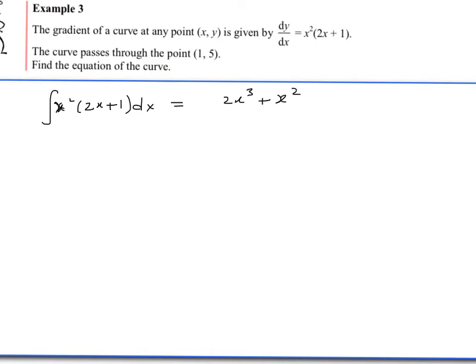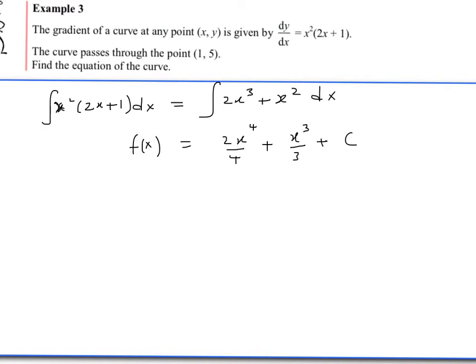And that constant, so that's expanded out. So we've got 2x cubed plus x squared. So that's what we're going to integrate. And so we do 2x to the power 4 divided by 4 plus x cubed divided by 3 plus that constant of integration c. So this is now our f(x).